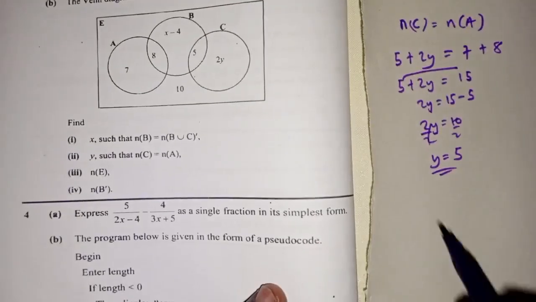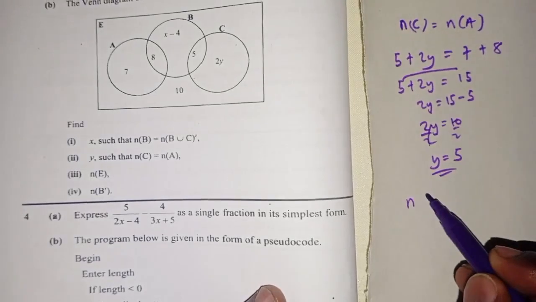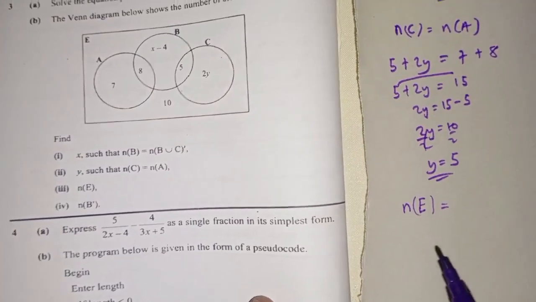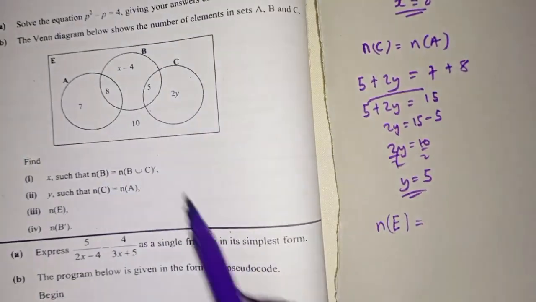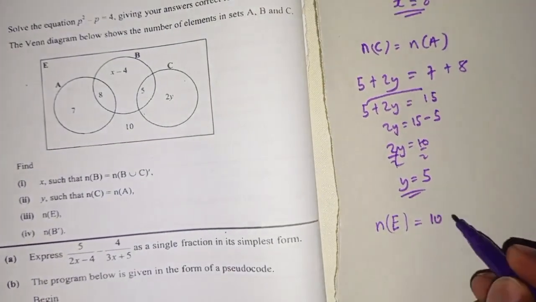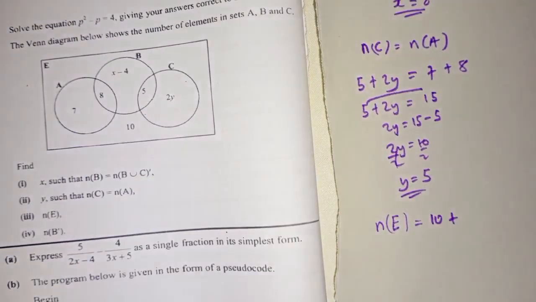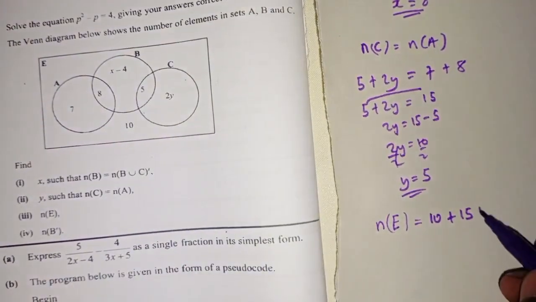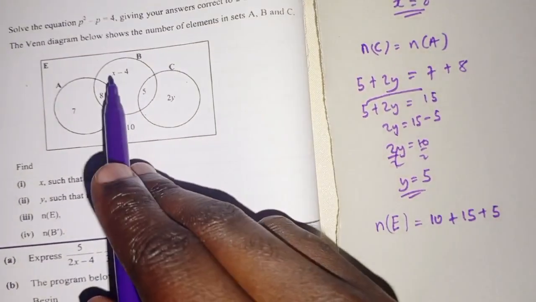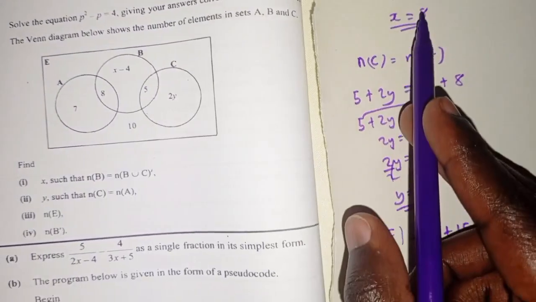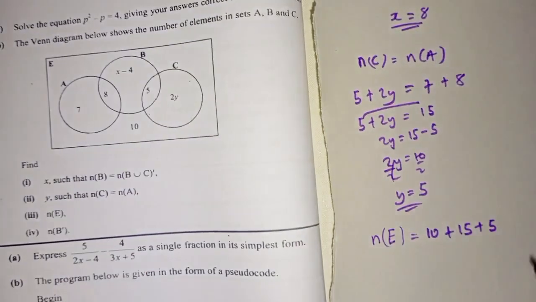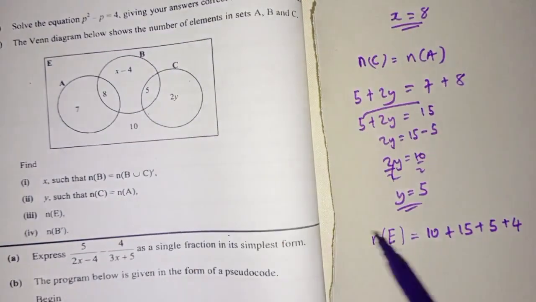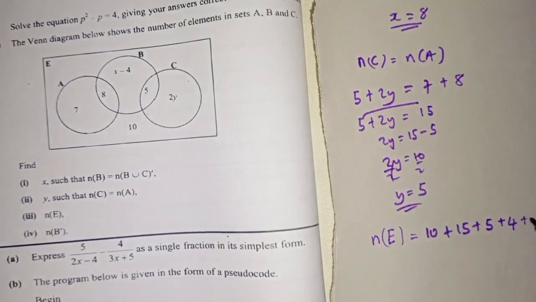Find numbers in E. Now the capital E here is the universal set, meaning everything. So to find everything, you're going to add all the numbers. Let's start with the one which is outside. 10 plus these two, 7 and 8, that's 15, plus 5, okay. X was what? We said it's 8. 8 minus 4, that is 4, so we say plus 4. 2y, 2 by 5, that is 10.